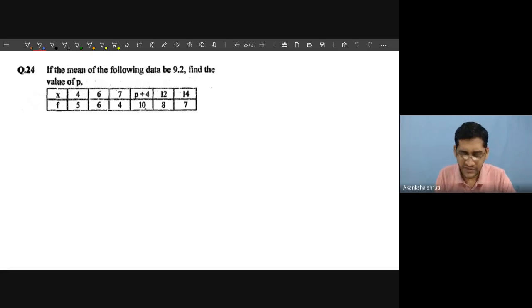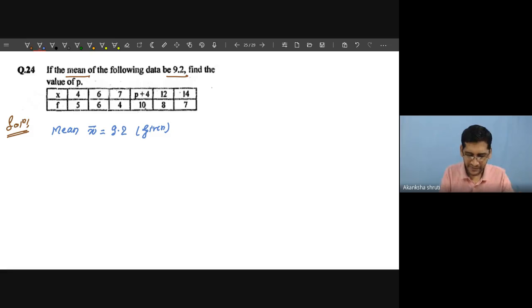Let us consider this question. It was asked in your examination, I think in 2012 or 13. So here the mean of the following data is 9.2. Find the value of P. So let me solve it. Here it is given that mean, or you may denote it as X bar, is equal to 9.2. Find the value of P. P is equal to what?